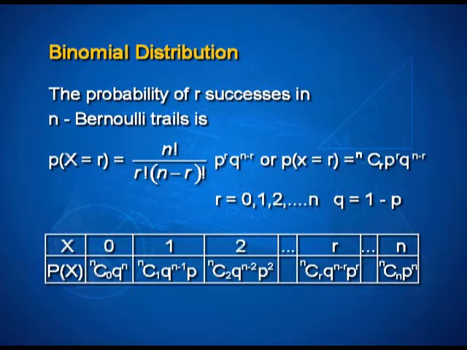Of course, (p plus q) to the power n is the same as (q plus p) to the power n, but when we talk about it in relation to the probability of success, then probability of x equal to r is nCr p to the power r, r successes. So, p gets multiplied r times into q to the power n minus r, the number of failures, right?